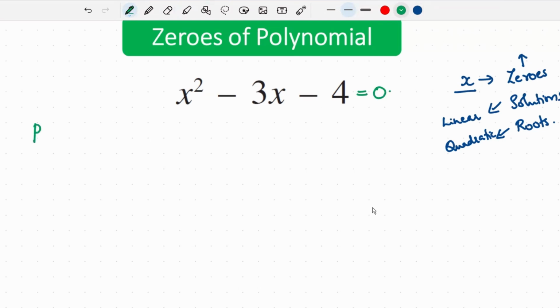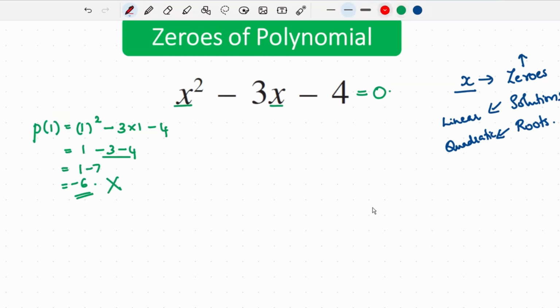Suppose I am taking the value of x as 1 here. For this polynomial, I am going to substitute 1 for the value of x here. So we have this polynomial as 1 square minus 3 into 1 minus 4. So I can get 1 square is 1 minus 3 into 1 is 3 and minus 4. So you can see that 1 minus 3 minus 4 is minus 7. So 1 minus 7 is negative 6, which means this is not making my polynomial 0, or I can say that x is equal to 1 is not the 0 of my polynomial.